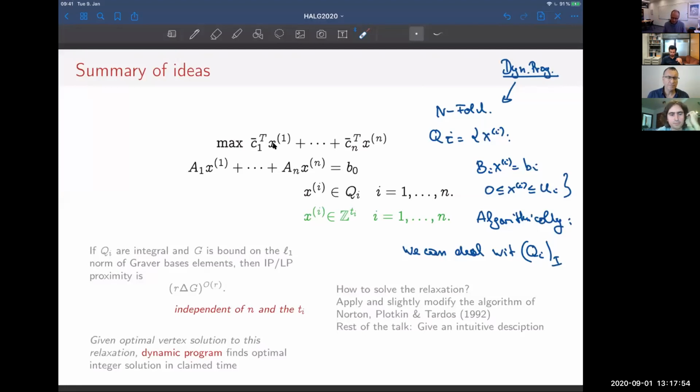But the power is that we assume here that the Qi's are the integer hulls. For example, you have bounds on the Graver basis norm for integer programs depending on the dual tree width, right? This you can plug in here too, as soon as you know how to optimize over these problems. And the whole framework is hereditary, so we can apply it recursively. Let me now explain this Nortonplotkin-Tardos framework.